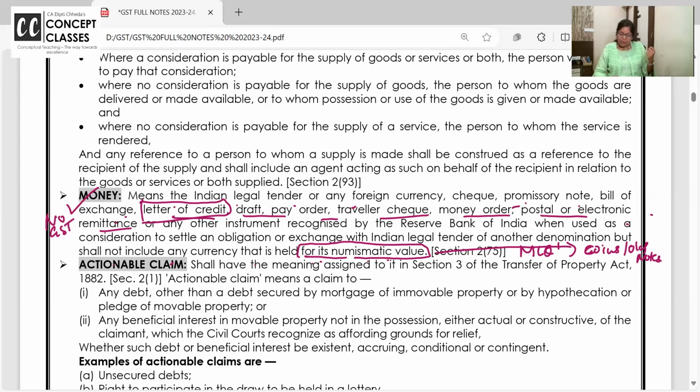So if you have money not as currency for exchange but for numismatic value, some old coin of 25 paise and all, there's a very beautiful market for this. People collect it as a hobby, they sell it and all. So this is now not money, this is a product, and on this GST is chargeable.